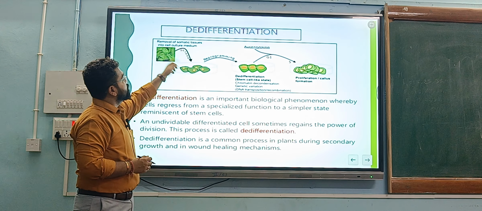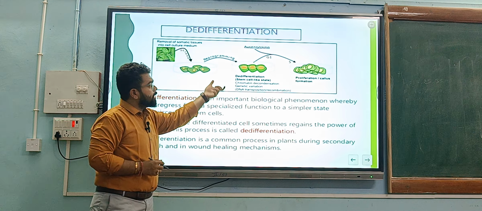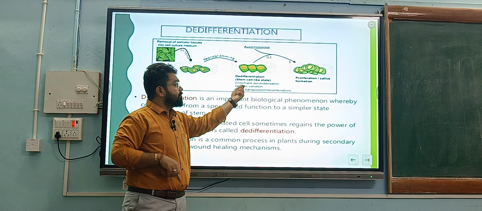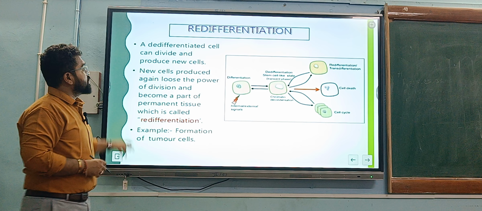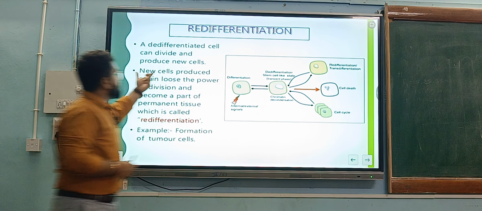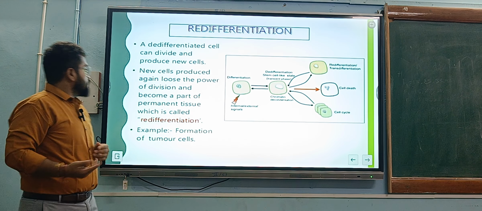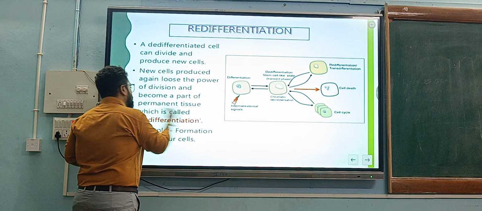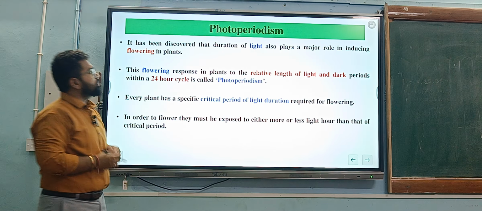The first process, where with the removal of some somatic cell into the culture media, it undergoes reprogramming, where it undergoes de-differentiation, regaining the ability to differentiate, and undergoes differentiation. Then this is the redifferentiation, where the cell undergoes dividing. That is, a de-differentiated cell can divide and produce a new cell. The new cell produced again loses the power of division and becomes a part of a permanent tissue, which is called redifferentiation. An example is the formation of tumor cells.